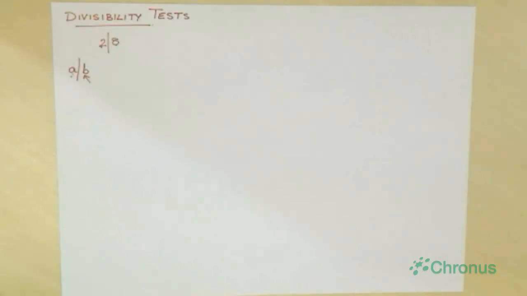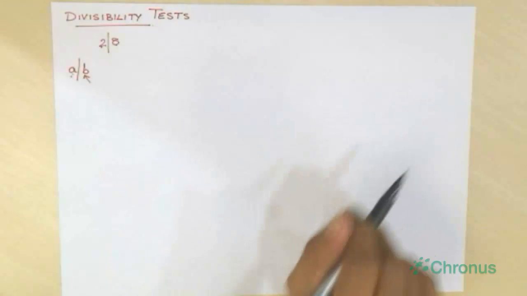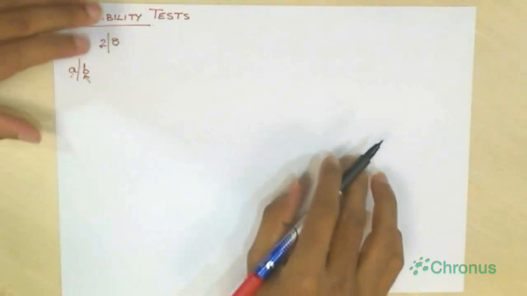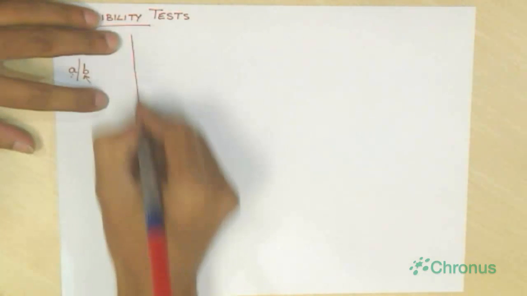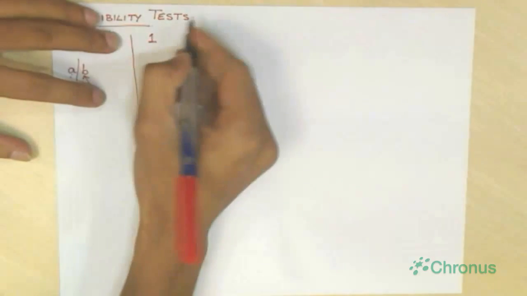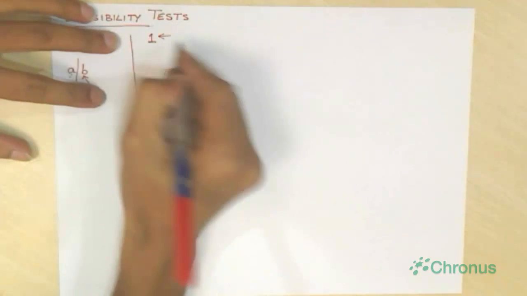And we have various divisibility tests for various numbers. There are a few conventional ones and a few unconventional ones too. I'll try to discuss what we need for aptitude examinations. Let's start with the number 1. Every whole number is divisible by 1. So there's nothing like a divisibility test for 1.